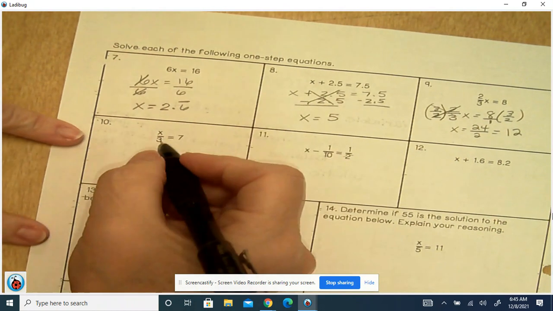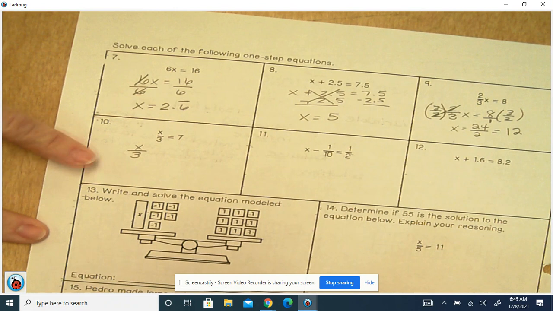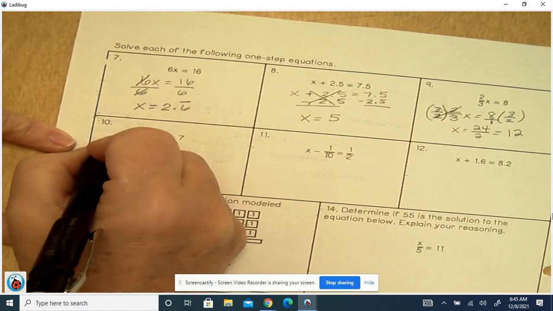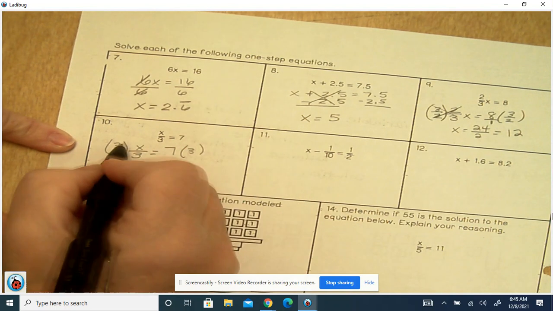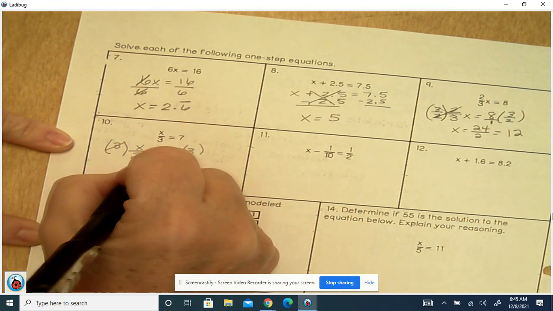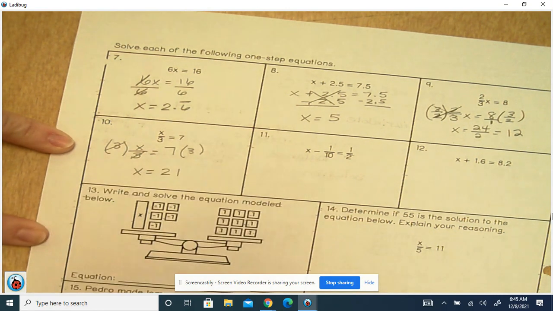All right. Number 10 is also division. X over 3, or 1/3 x, equals 7. We're multiplying, so we multiply both sides by 3. 3 divided by 3 cancels each other out. So we're left with x equals 7 times 3 is 21.